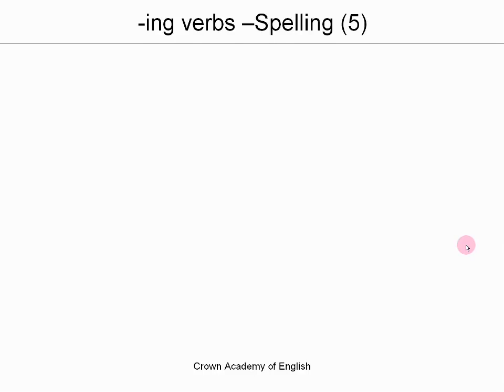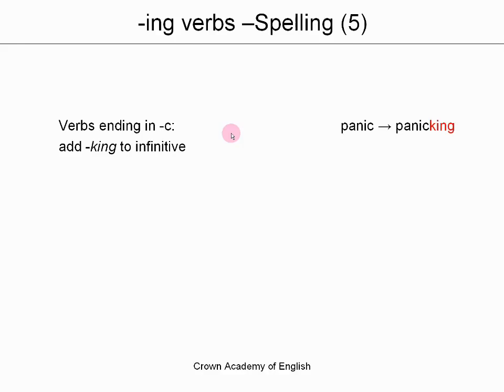And finally, verbs that end in a letter C. Okay, we add king to the verb, to the infinitive. So we have panic becomes panicking, king, and mimic becomes mimicking.